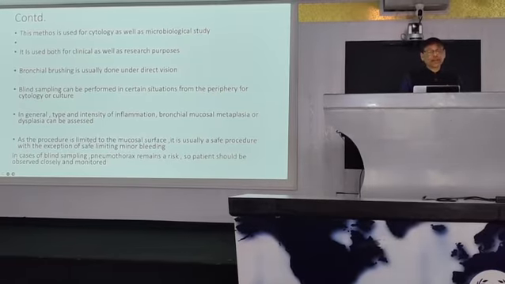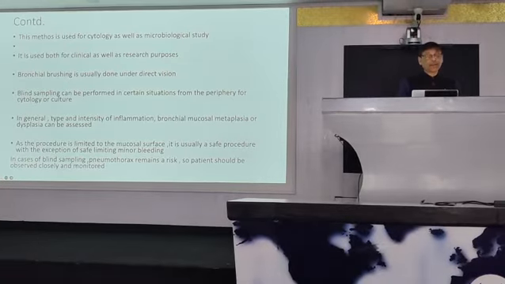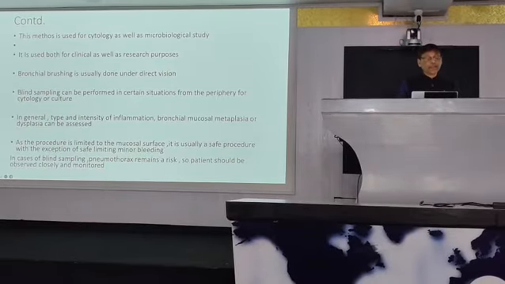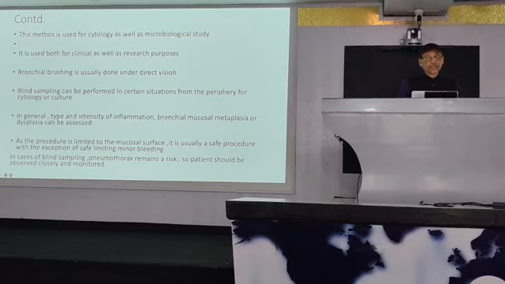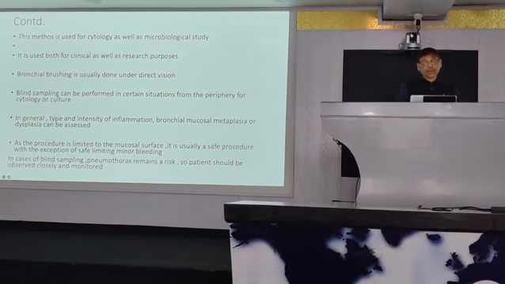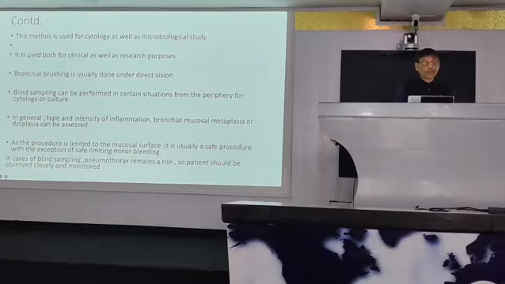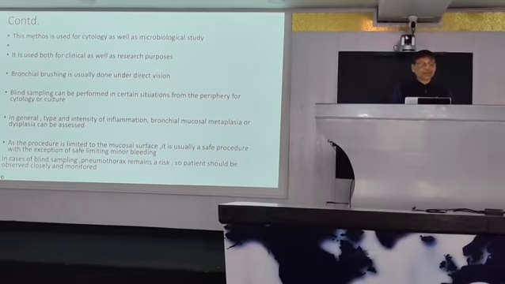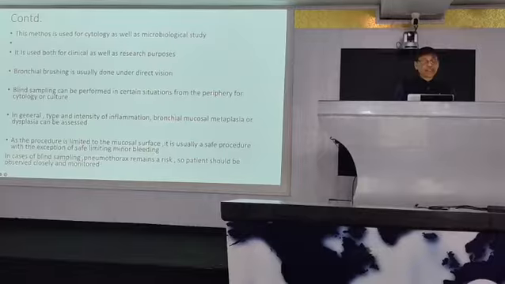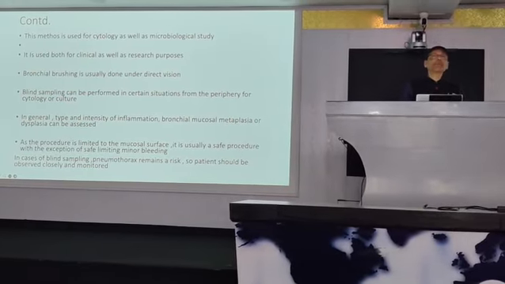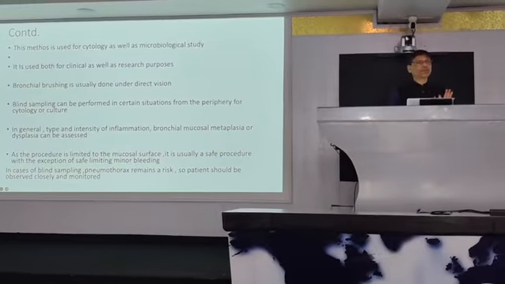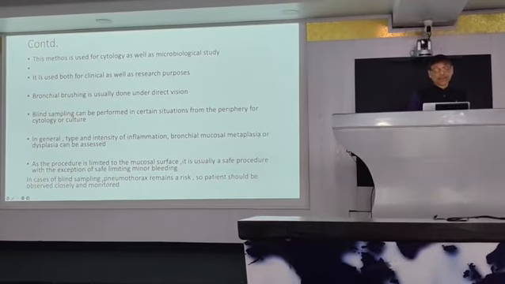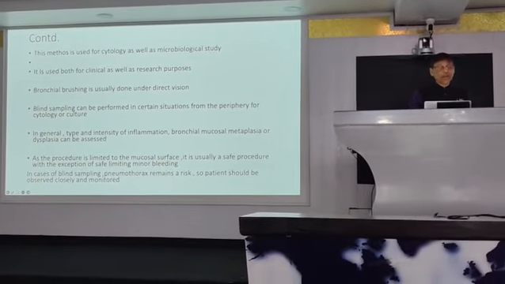Bronchial brushing is usually done under direct vision. Blind sampling can be performed in certain situations from the periphery for cytology or culture. In general, type and identity of inflammation, bronchial mucosal metaplasia or dysplasia can be assessed with this technique. As the procedure is limited to the mucosal surface, it is usually a safe procedure with the exception of self-limiting minor bleeding. So sometimes there may be minor bleeding, but it is self-limiting, don't worry, because it is a very superficial procedure. In cases of blind sampling, pneumothorax remains a risk, so patients should be monitored closely after the procedure.